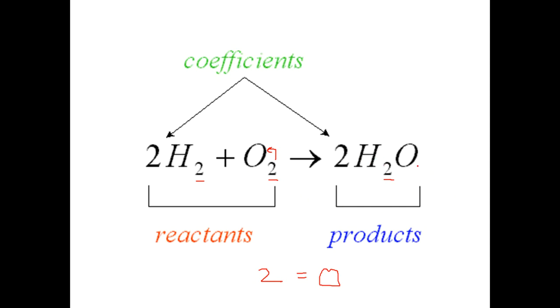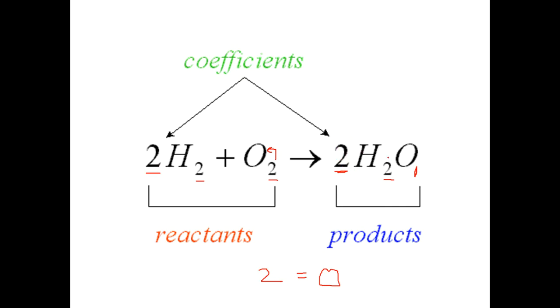And if we look at this oxygen here, we can think of it as having an invisible 1. So there's just 1 O there. We don't write a 1 subscript; simply having this oxygen here tells me there's 1 of them. So subscripts tell you how many of each atom you have. Now we've also got these coefficients, these 2's in front. These coefficients are a little bit different. We can think of these in terms of a math equation.